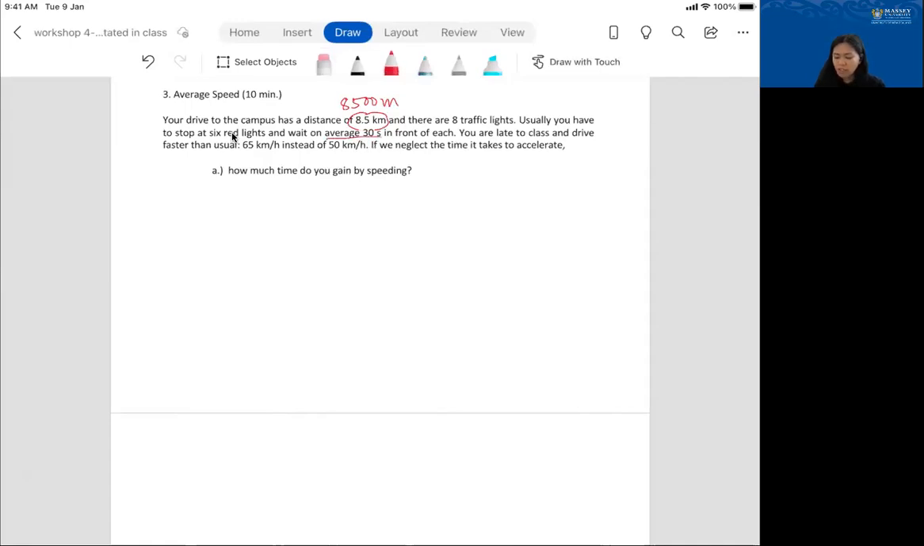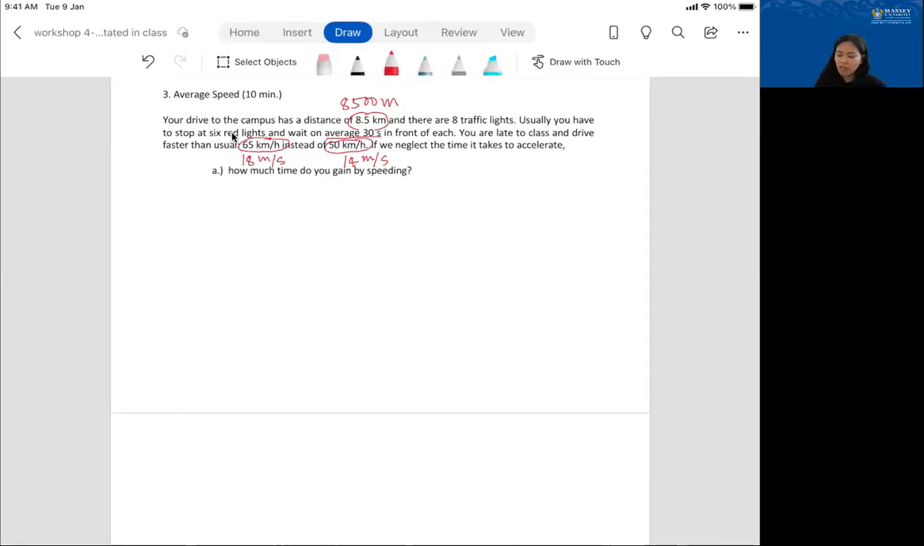Okay, and you're late to class, so you drive faster at 65 kilometers per hour. 65 kilometers per hour converted to meters per second would be about 18 meters per second. Usually, if you're not in a hurry, you're driving at 50 kilometers per hour, which is about 14 meters per second. Okay, so how much time do you gain by speeding up?